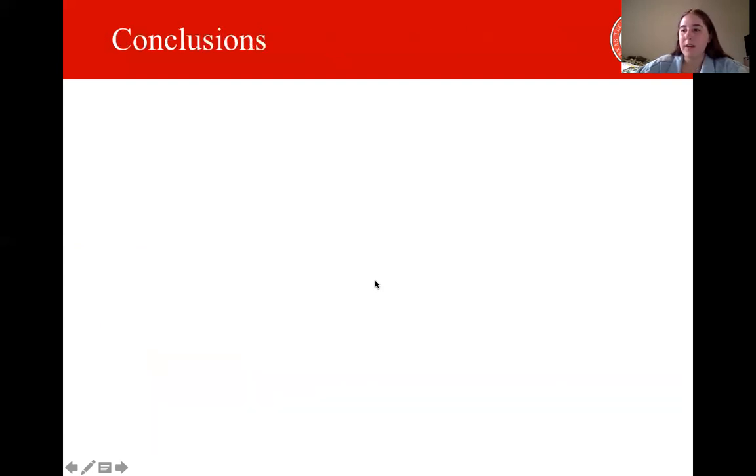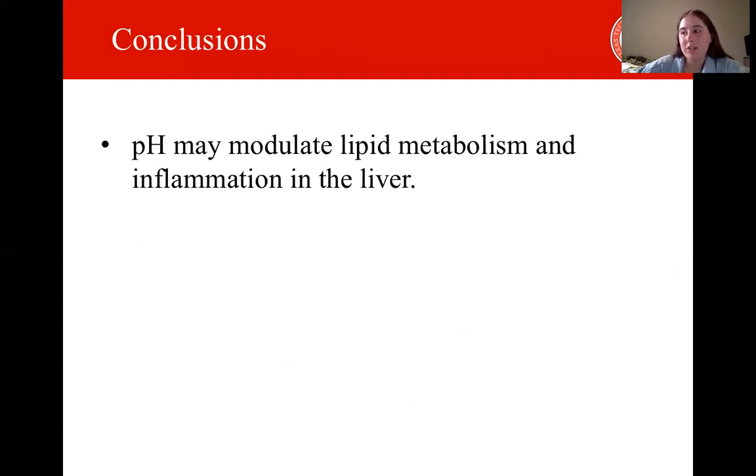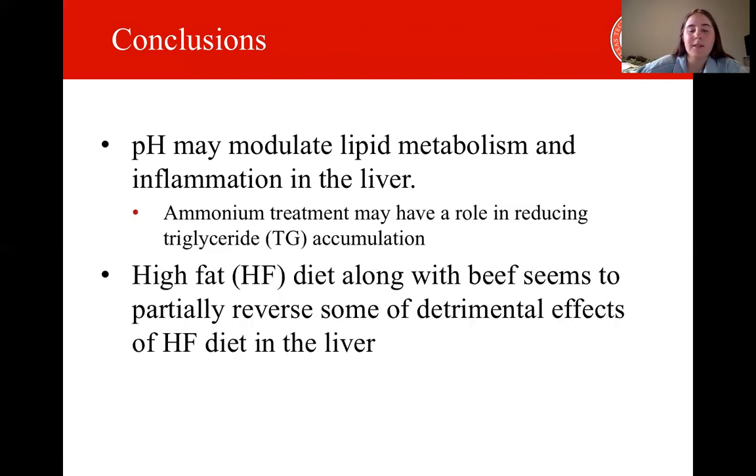In conclusion, while the gene expression results are not very indicative of any relationship between pH and beef and the regulation of lipids and inflammation, fat mass and the histology slides indicate that our dietary intervention did have an impact on lipid metabolism and inflammation in the liver. We saw that both ammonium treatments and beef treatments seemed to have a reduction of triglyceride accumulation, which reversed some of the detrimental effects of a high-fat diet.